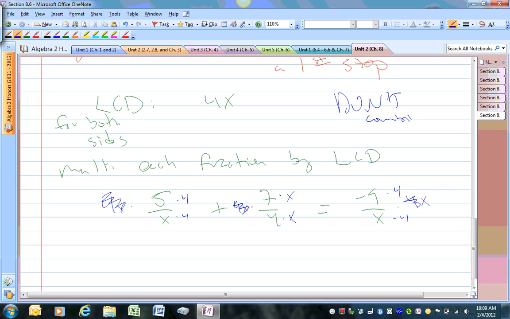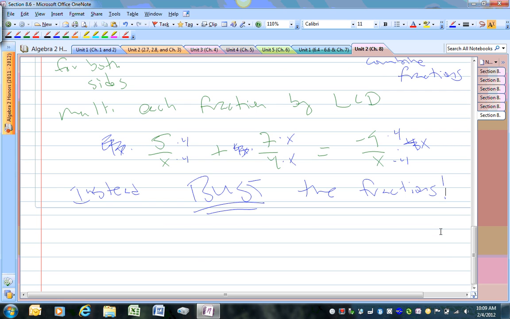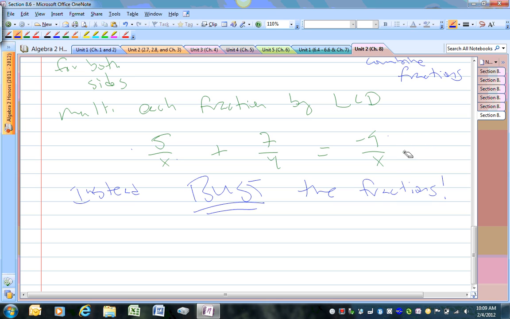So don't combine fractions. Instead, it's kind of a fun name, but I call it bust the fractions. So you want to break these fractions. We don't want fractions anymore. So I'm going to bust them. I'm not going to combine them, because that's just crazy. Why would you want to combine them when you can just bust them? Hopefully you guys find that kind of funny.